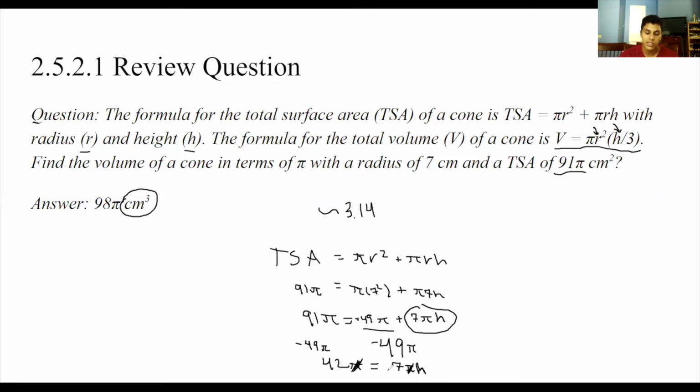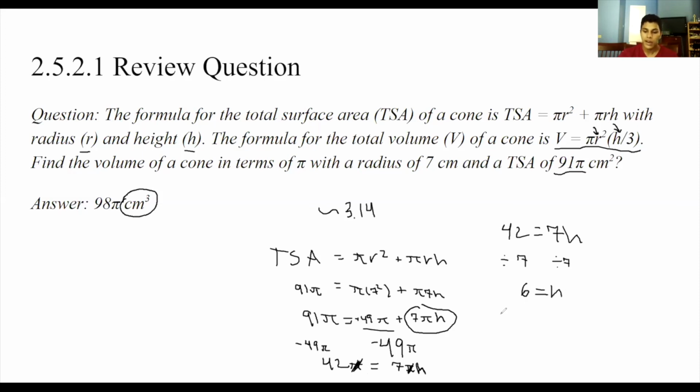Pi cancels out because it's in both sides of the equation, and you're multiplying it by both sides. All right, so if I rewrite my equation, 42 equals 7h. Well, now I have a really simple problem where I just have to divide by 7 since I'm multiplying h by 7. So if I divide both sides of this equation by 7, then I get 6 equals h, where 6 is the height of this cone.